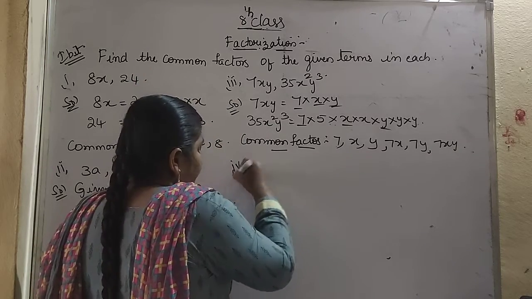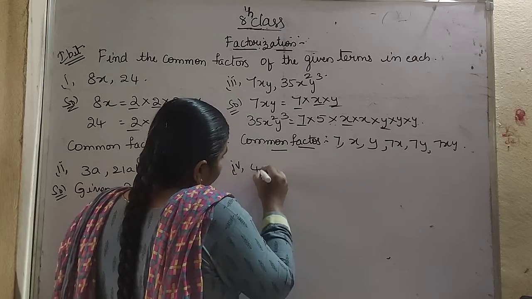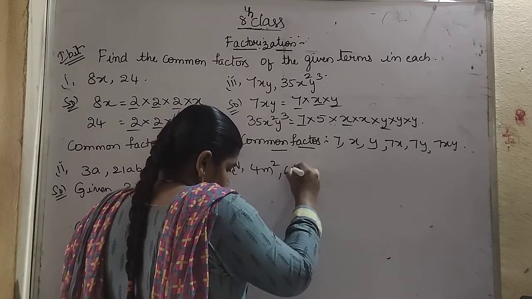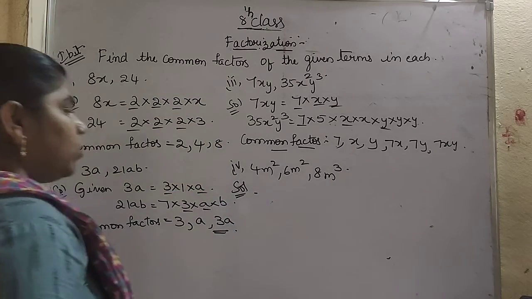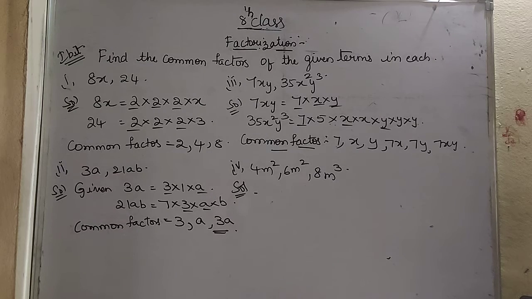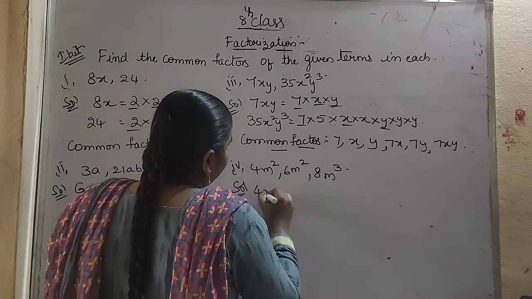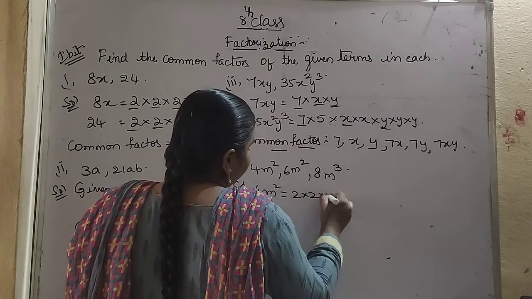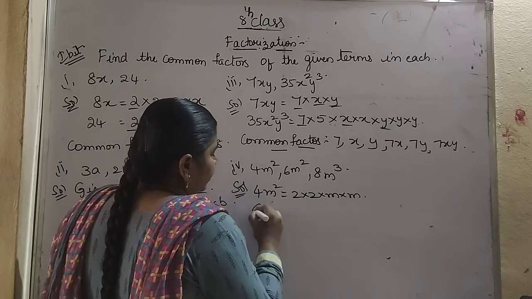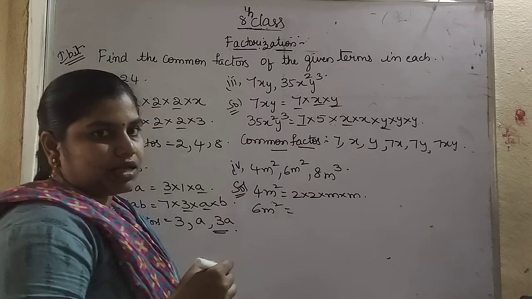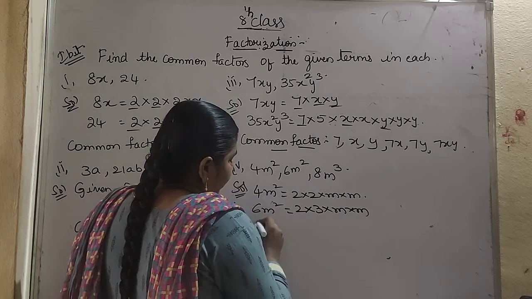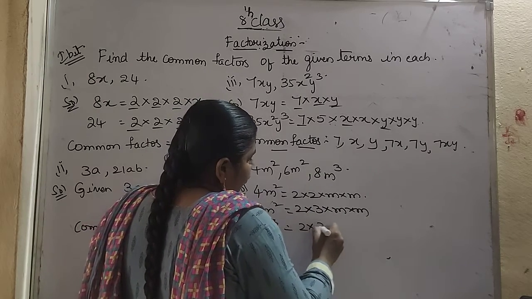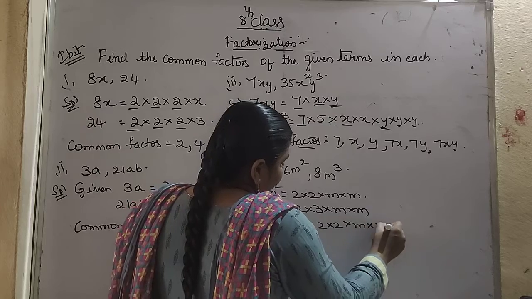Next, the fourth one. What is the fourth one? 4m square, 6m square, 8m cube. From these three terms we have to take the common factors. 4m square can be written as 2 into 2 into m into m. 6m square can be written as 2 into 3 into m into m, and 8m cube can be written as 2 into 2 into 2 into m into m into m.